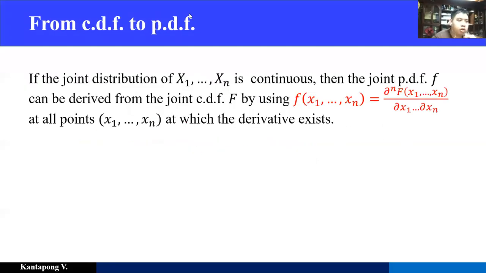So from the CDF to the PDF, let's say that we have n variables. In the first lesson, we talked about the one variable case, where we take the derivative one time. For the last few lessons, we talked about the two variable case, where we take the derivative two times. But now we take the derivative n times. Let's say this symbol here means taking the derivative n times with respect to x1, x2, until xn.